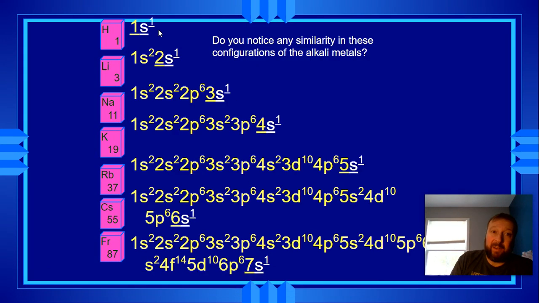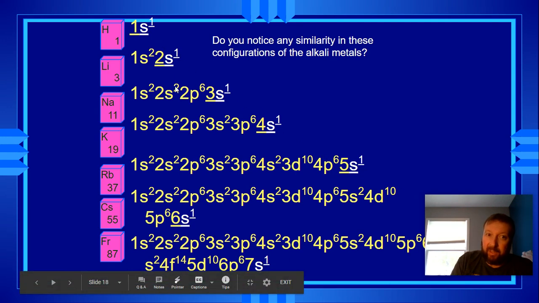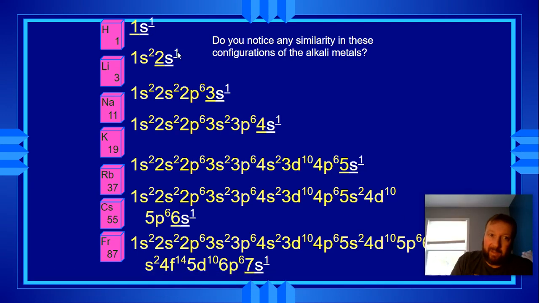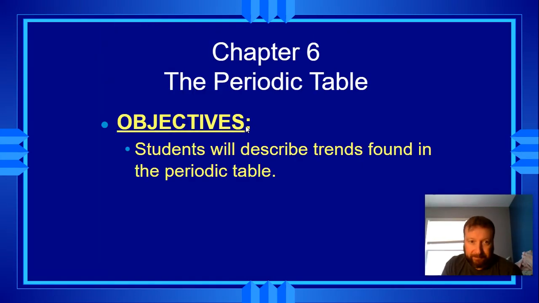As far as electron configurations, the reason they have the same chemical properties is because they all end in the same electron configuration. Not all the numbers in between, but look at the endings. S1, S1, S1, S1 means they have one electron in the s orbital. And that's why they all act the same.